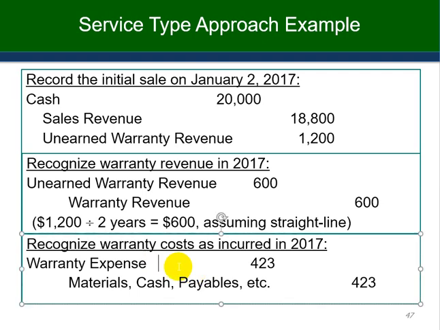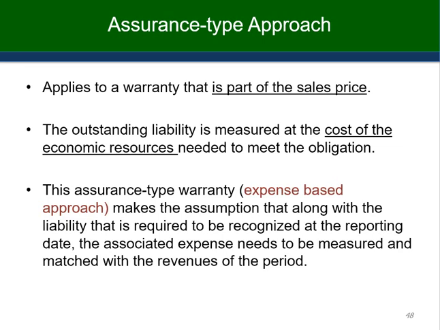So warranty expenses, we actually paid $423. It cost us cash, $423, or parts or whatever. And so we have matched the warranty revenue of $600 against the cost of the warranty expense over time. So we're not matching it in advance, we're actually matching it as we earn the revenue.